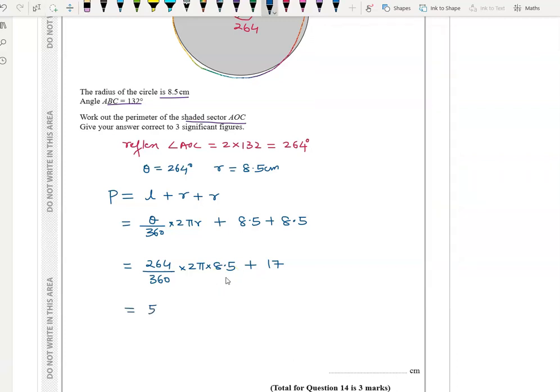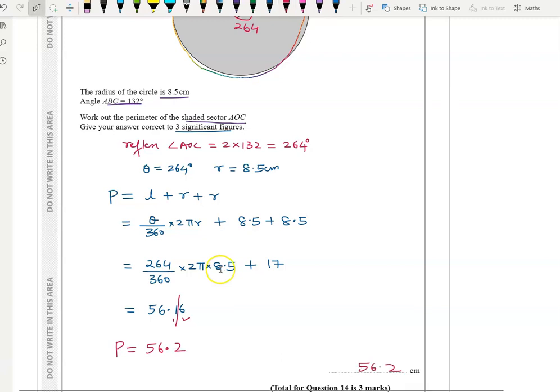So they want us to round it to 3 significant figures. So we need only the first 3 digits. The next digit is 6, so add 1. So your final answer will be 56.2 centimeters.